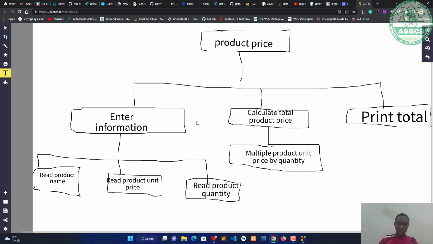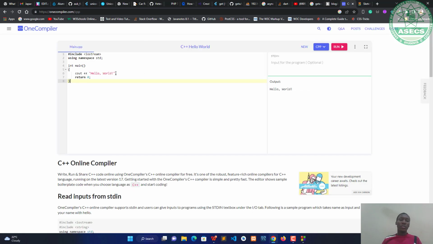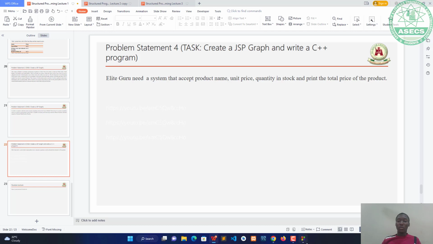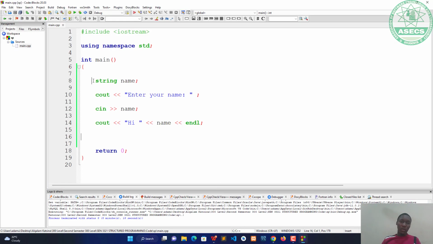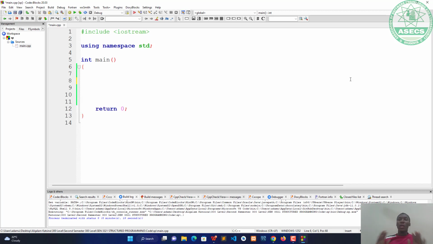So now let's get down to business. Let's go to our code editor and implement this using C++. Remember, you can use this online compiler, onecompiler.com, and do it. But I use Code::Blocks, so I'll go back to my Code::Blocks. I'll clear everything and start afresh, because some people might be confused. So the first thing we need is what?